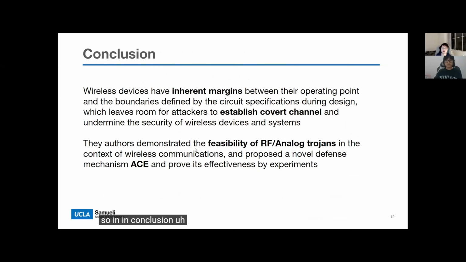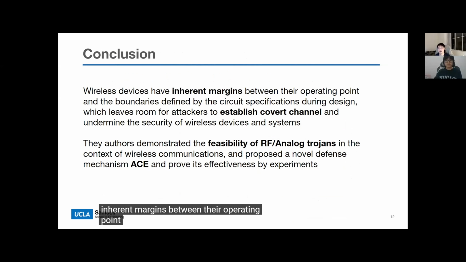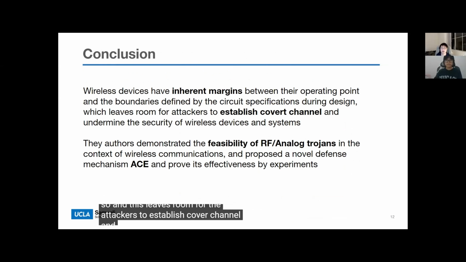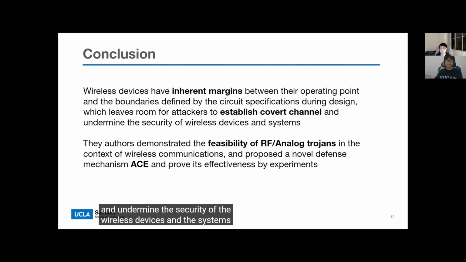So in conclusion, wireless devices have these inherent margins between their operating point and the boundaries set by the designers. And this leaves room for the attackers to establish covert channels and undermine the security of wireless devices and systems.